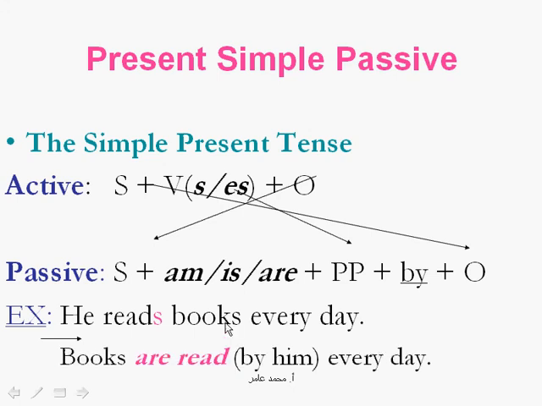We start with the object books, and we use the word are because books are plural, and then we have the past participle of the verb read. The past participle is read, the same spelling but different pronunciation, and then we have the choice whether to write by him or not. It's optional, and then we write every day, so it becomes books are read every day or books are read by him every day. Both are correct.